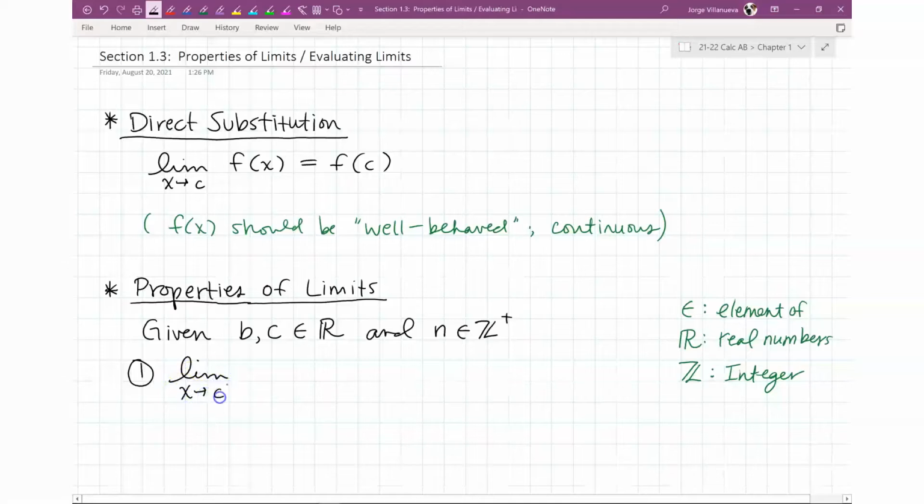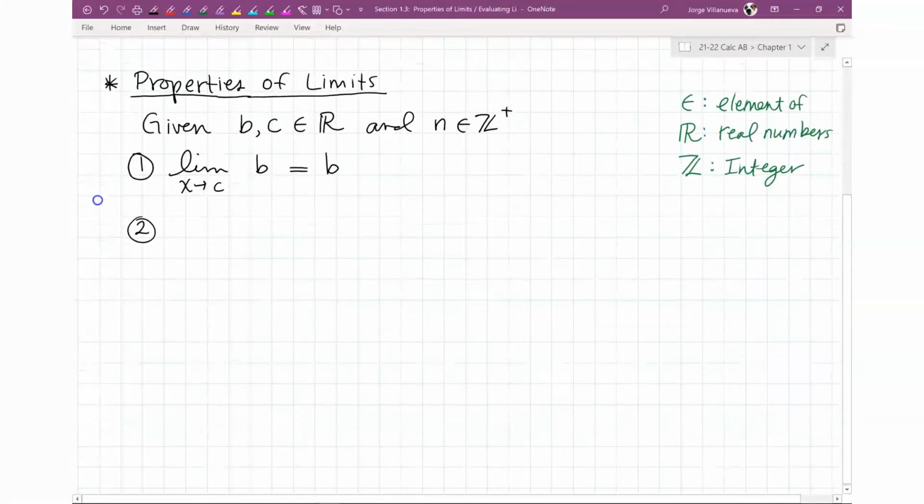as x approaches c of b is just b. In other words, the limit of a constant is a constant. So if you're taking the limit as x goes to 7 of 10, then it's just 10. There's nowhere to plug in the number, right? There's no x values, nothing like that to plug in a number. So you're just going to use the constant itself. Okay, so the limit of a constant is a constant.